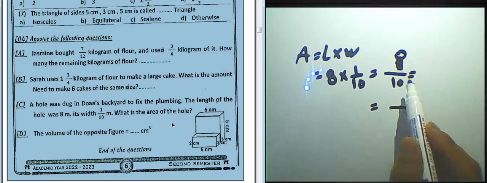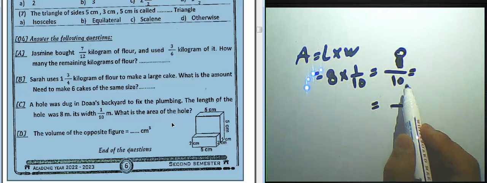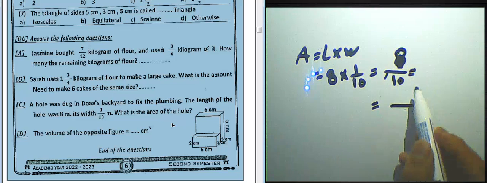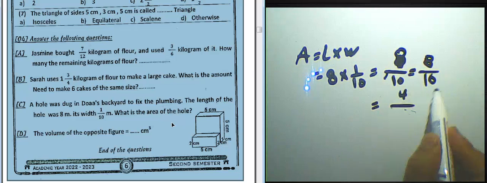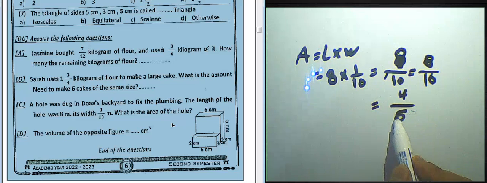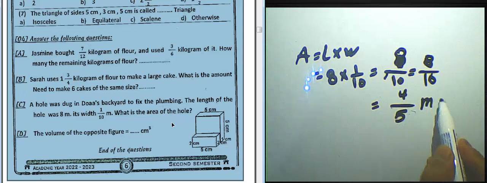We can find the result by dividing the numerator and denominator by 2. 8 divided by 2 equal 4. 10 divided by 2 equal 5. The result will be 4/5 square meter.